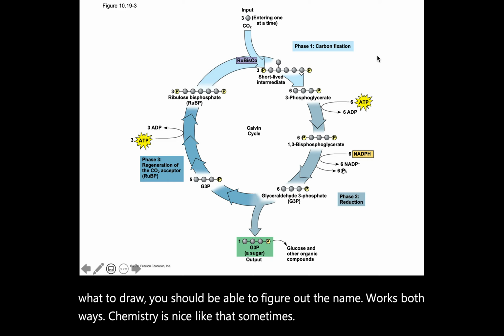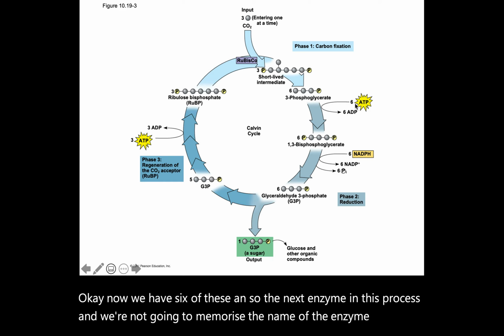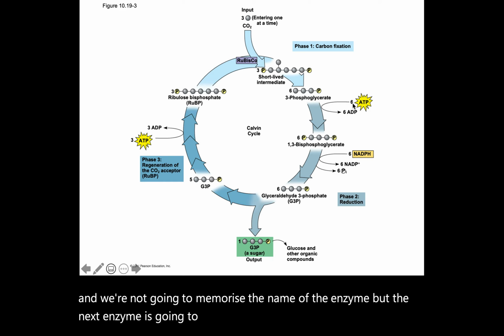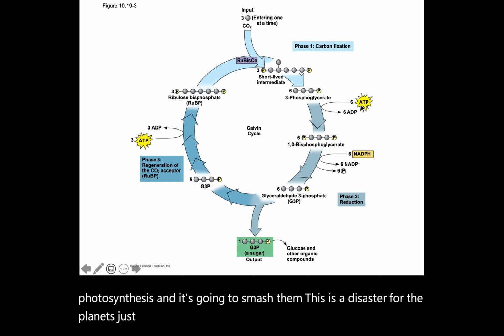Okay, so now we have 6 of these. And so the next enzyme in this process, and we're not going to memorize the name of the enzyme, but the next enzyme is going to take 6 ATPs left over from actual photosynthesis, and it's going to smash them. This is a disaster for the plant. It's just lost some energy. And so it's made 6 ADPs out of the 6 ATPs, but it's taken that third phosphate.